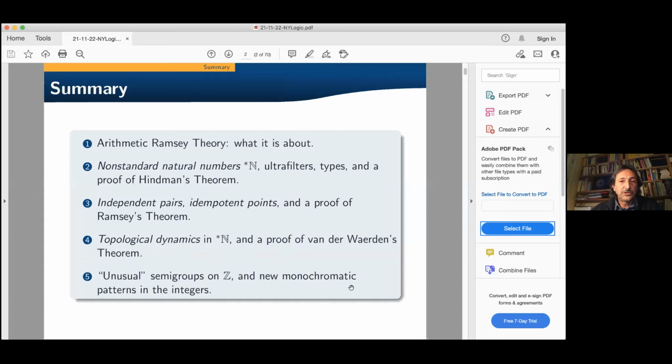I was saying that the first part will be about a short overview of what arithmetic Ramsey theory is. Then I will talk about non-standard natural numbers, ultrafilter types, and how these notions are mixed, and then give a short proof of Hindman's theorem by using this non-standard setting. I will talk about independent pairs, which give rise to these idempotent points, and also give a proof of Ramsey's theorem. And then, as I said, I will mention also connections with topological dynamics that I will perform in these hypernatural numbers. And then I will present some recent results that I found about monochromatic patterns in the integers by using some unusual semigroups on the integers. Okay, so let me start.